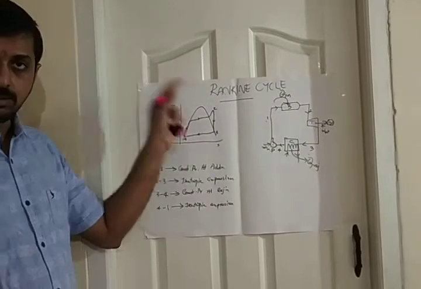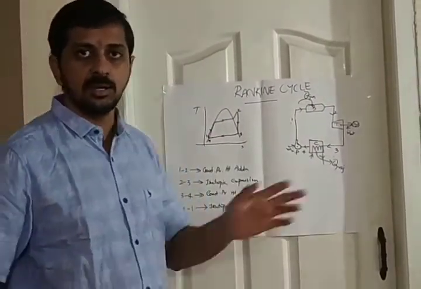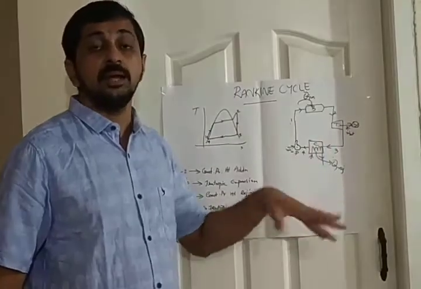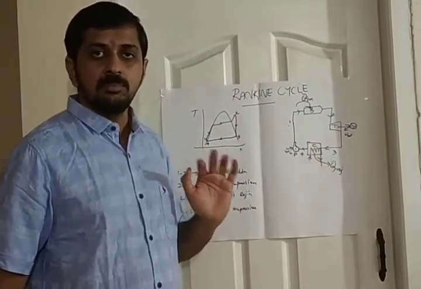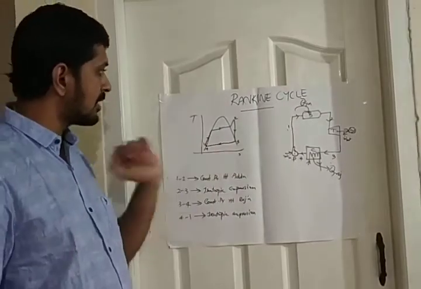All are internally reversible. There are no internal irreversibilities present in the Rankine cycle. That is why it is known as the ideal cycle for a vapor power plant. So these are the different processes, the schematic diagram and the TS diagram.